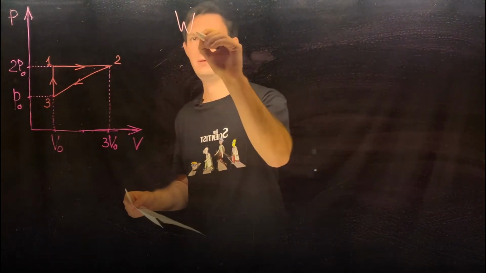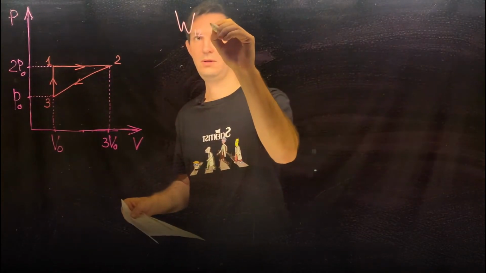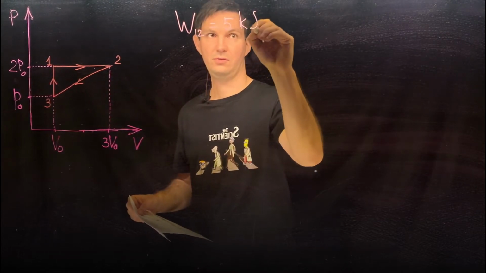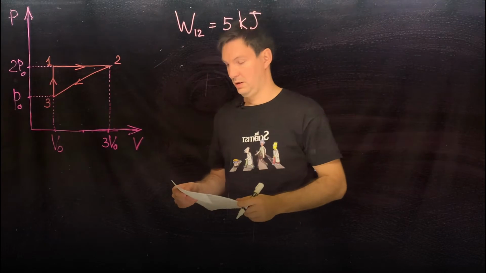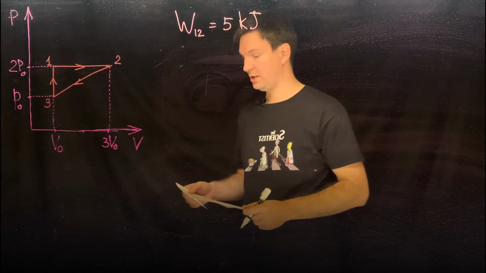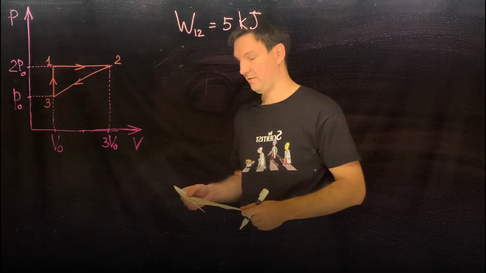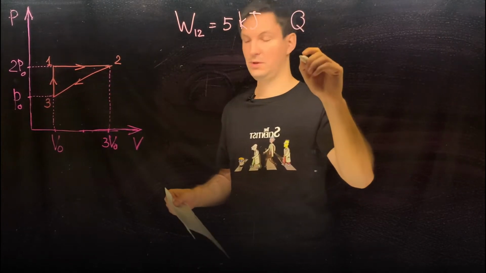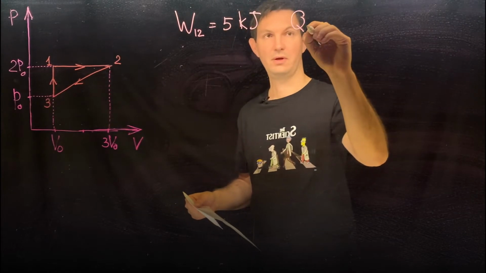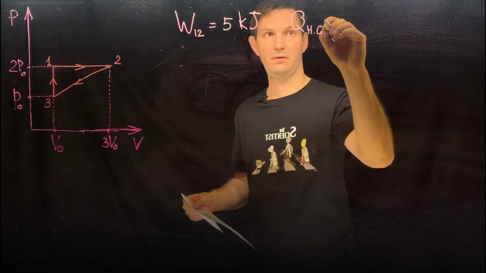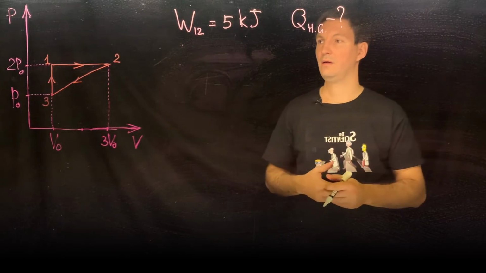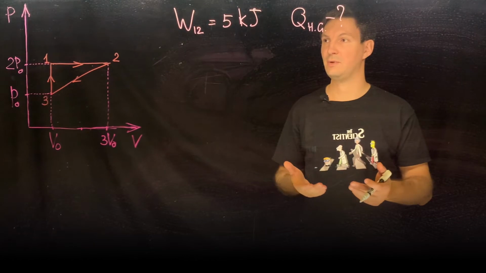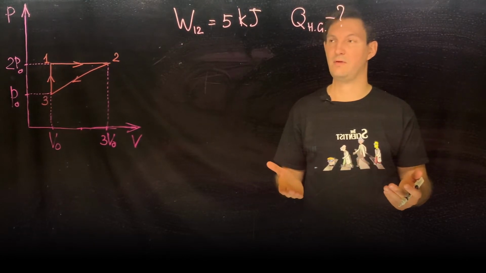Work from state 1 to state 2 is 5 kilojoules. And the question is, how much heat does the gas give off per cycle? Quantity of heat given. Okay, what we know, this task relates to thermodynamics. And what do we know about thermodynamics?